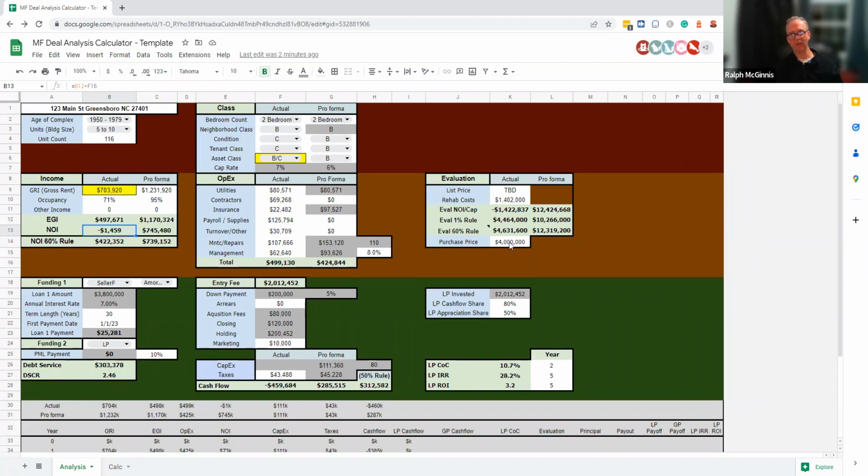So your offer, the purchase price you're going to make on this property, might be close to the 60% rule, like I'm showing right here at 4.6, or it might be significantly lower. In this case, 4 million is a fair amount lower. It takes into account that it's mismanaged. It's not where it needs to be. But it also needs to take into account why the numbers are this low.